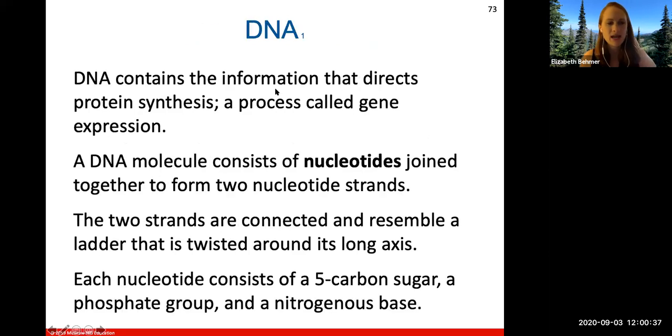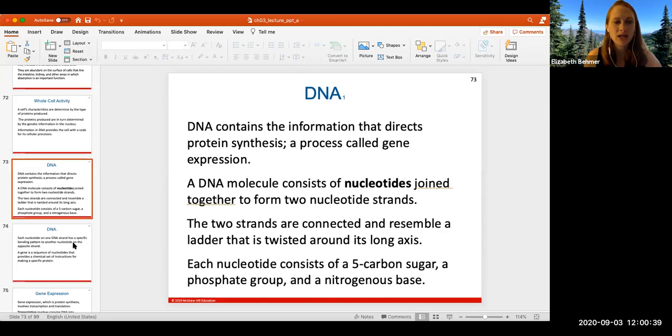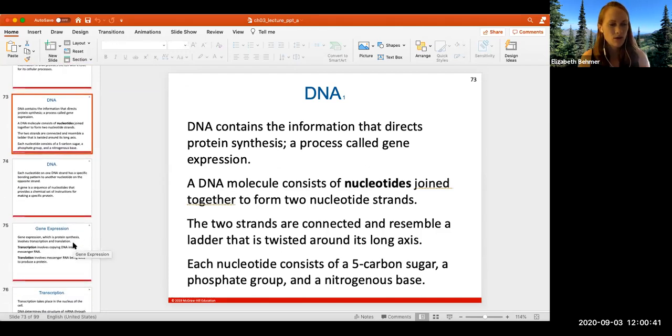So what is DNA? And I just want to double check where we are here. Okay. Any questions before we start with DNA? We'll go through the DNA a little bit slower because this will be a little trickier.